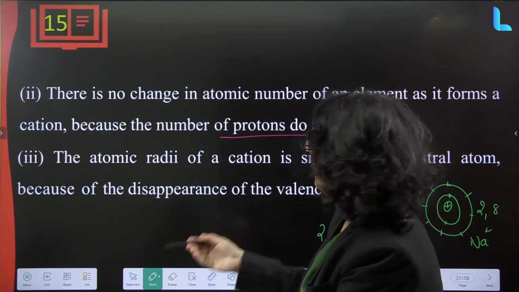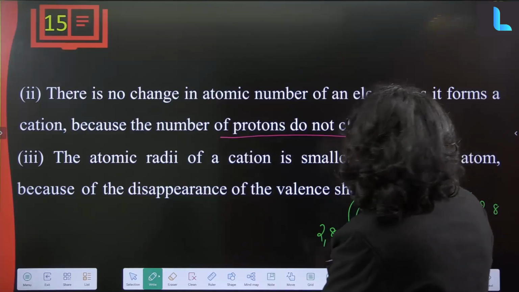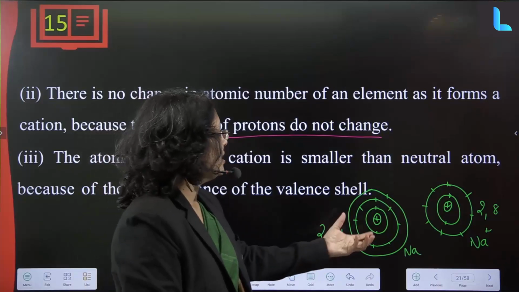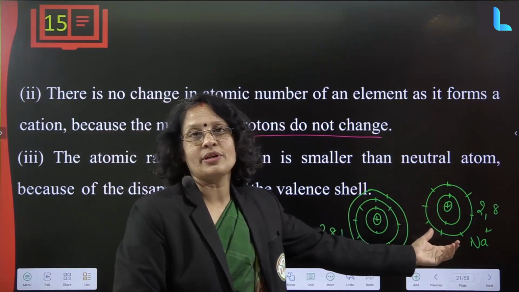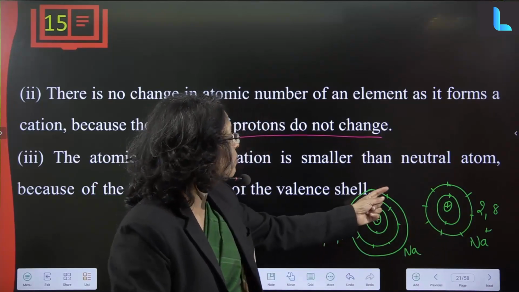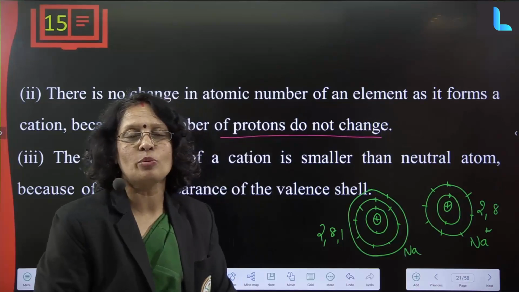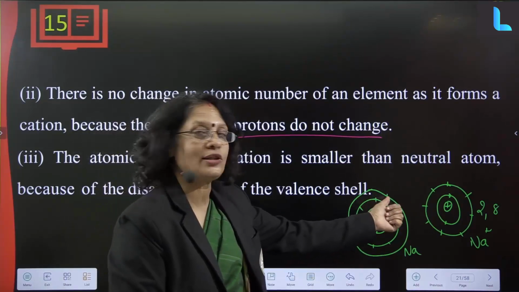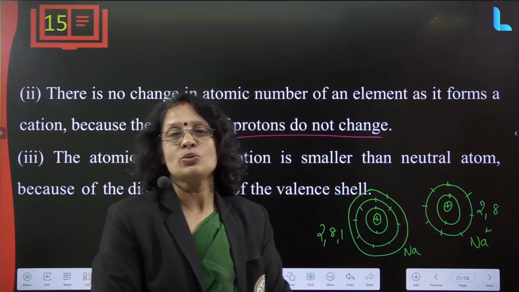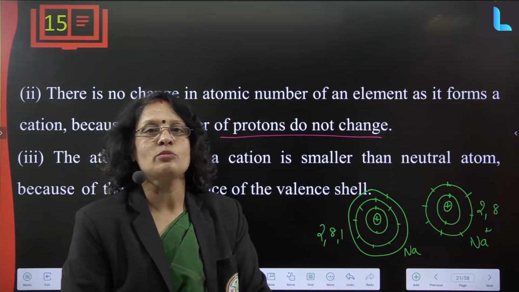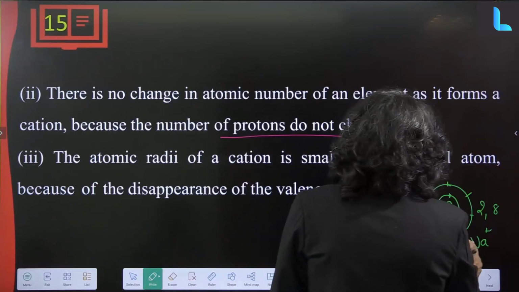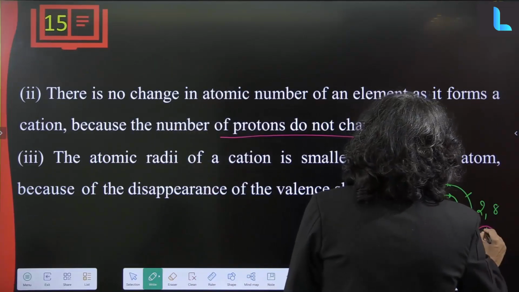Remember this properly. The atomic radius of a cation is smaller than the neutral atom because of the disappearance of the valence shell. See, this is the parent atom and this is the ionic radius after that. So this is small. Why? Because here, with 2, 8, 1, the atom had 3 orbitals. Now after loss of 1 electron, that orbital is gone. That is why there are now only 2 orbitals. So that is why the atomic radius of a cation is smaller than the parent atom. Here this should be Na plus.